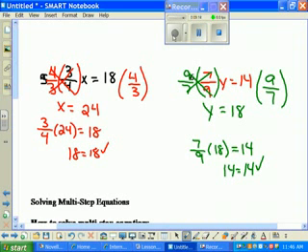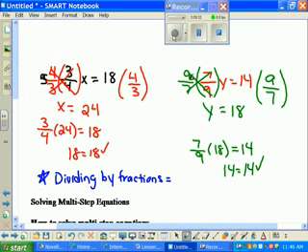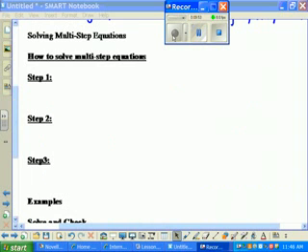Okay. All right, so I want you to write a little note on the bottom of this paper. Just a little note. I want a little star down there and a note at the bottom of the first page. You're going to write: dividing by fractions equals multiplying by the reciprocal. So when you divide by a fraction, you multiply by the reciprocal.